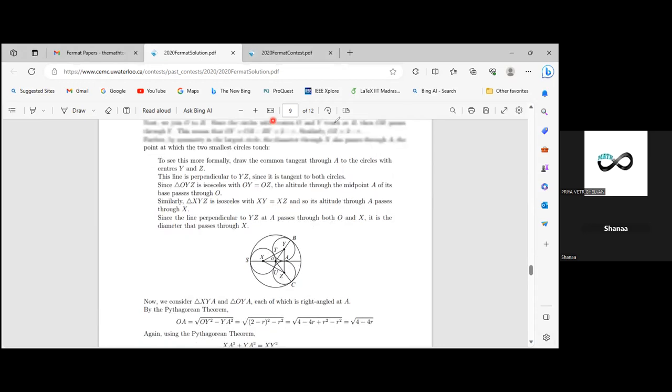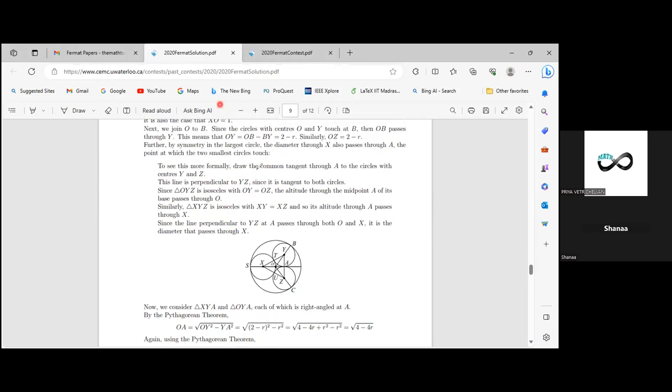Okay, they just gave another formal explanation. Draw a common tangent through A to the circles with centers Y and Z. OYZ is an isosceles triangle, because both OZ and OY are 2 minus r, right? But this YZ is different. Here two sides are the same, so you can call this triangle an isosceles triangle since OY is equal to OZ.